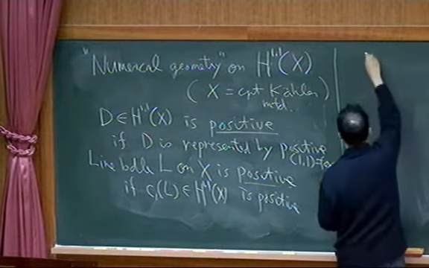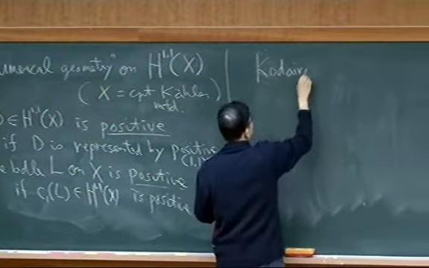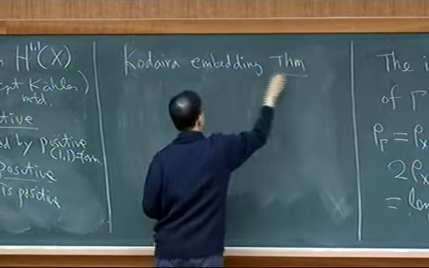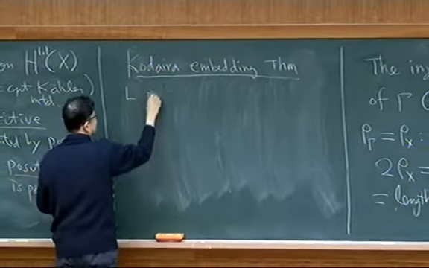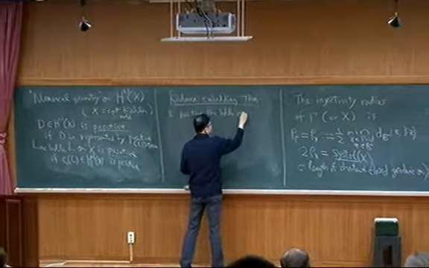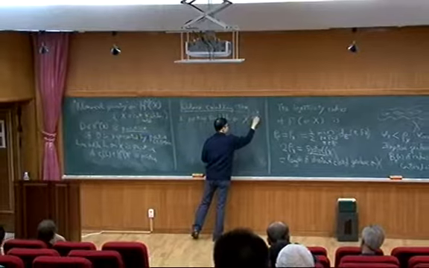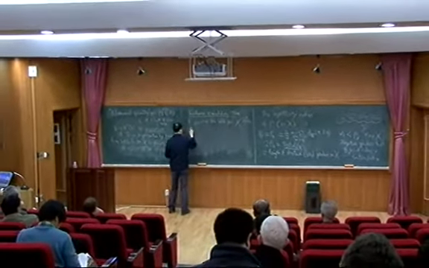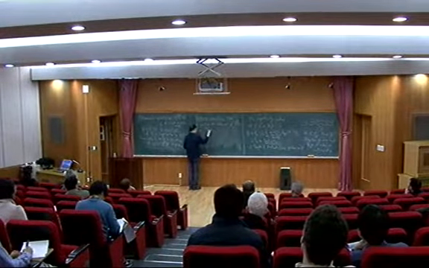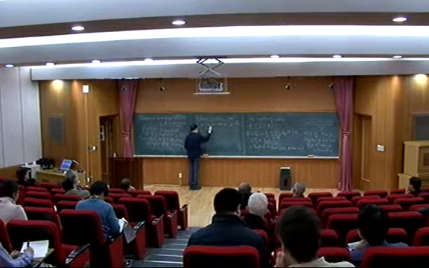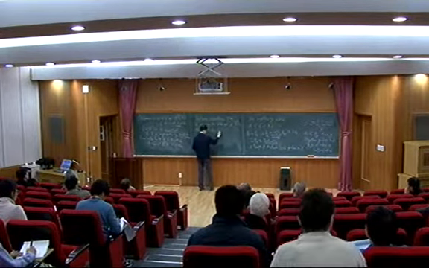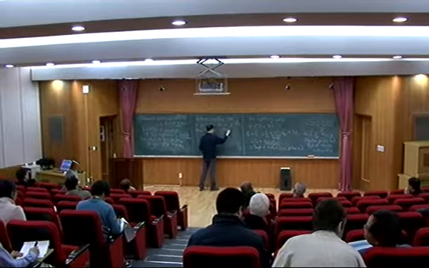And then Kodaira's embedding theorem says that if L is positive on X, compact Kähler, then there exists some positive integer K, okay, so K is a natural number, such that L tensor K is very ample.